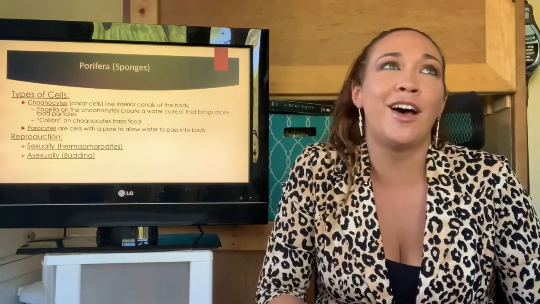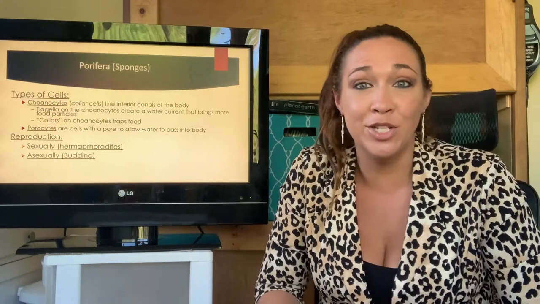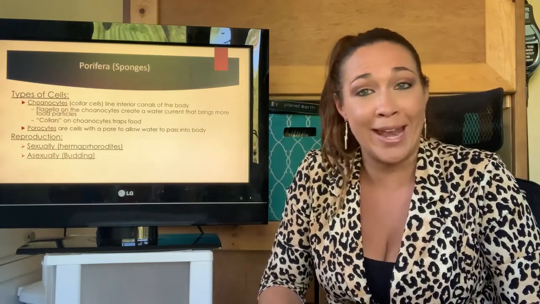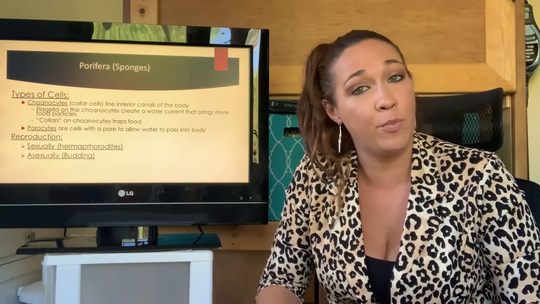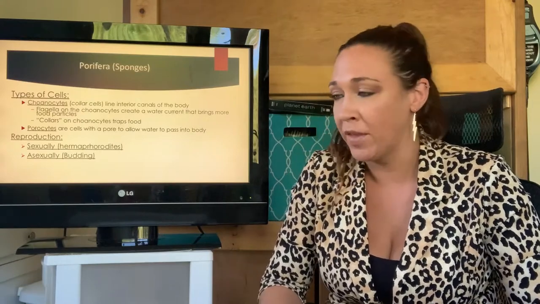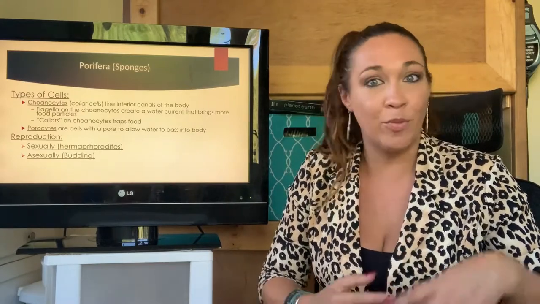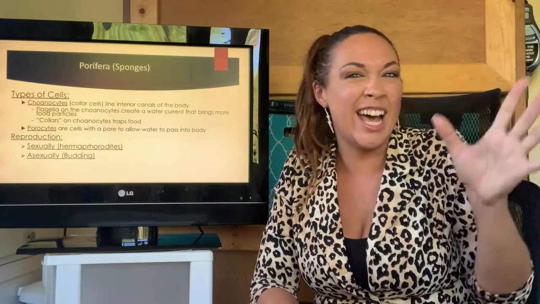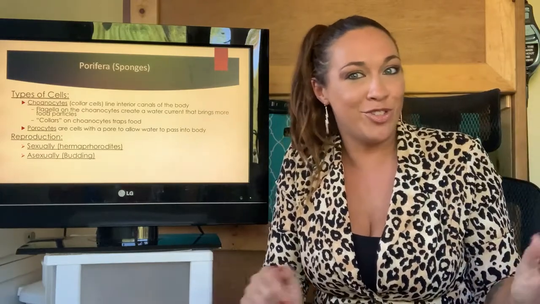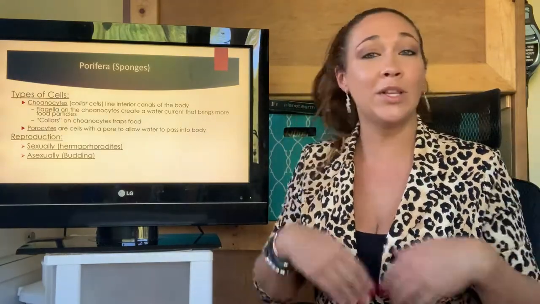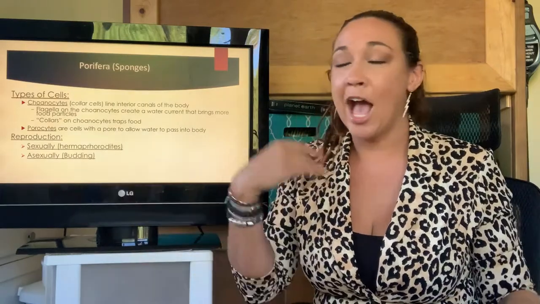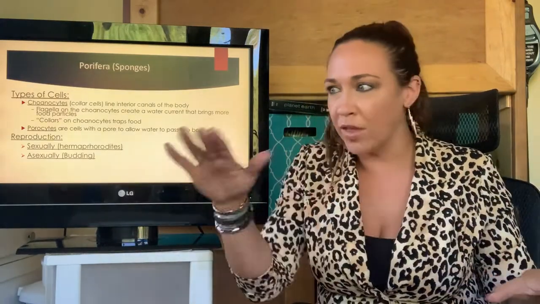If you are going to reproduce sexually, that means you actually have to have sperm and eggs. And in their case, they are hermaphrodites. They have both sperm and eggs at the same time. So what they'll do is they'll wait for, remember we talked about the triggers of the moon and the tides and the water, so the conditions are just right. And then eventually they will release their gametes, the sperm and eggs, out into the water when all the other sponges are doing it too.